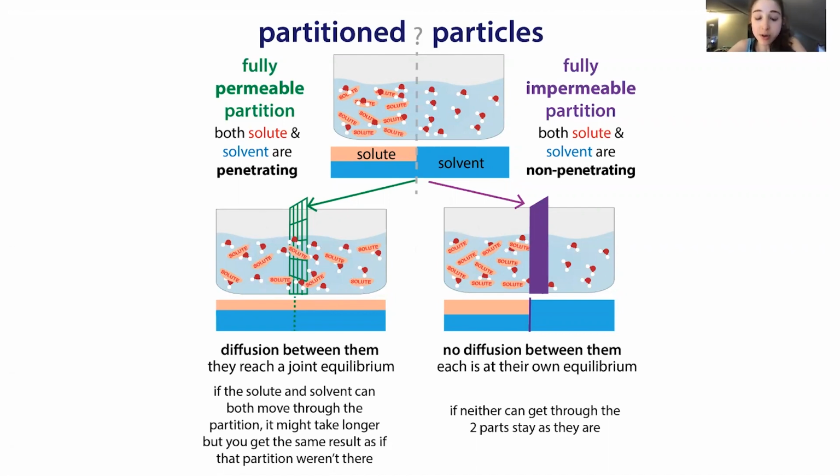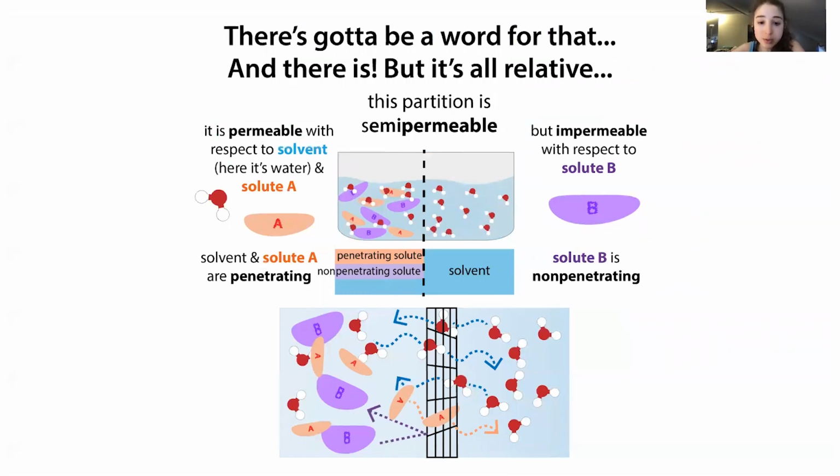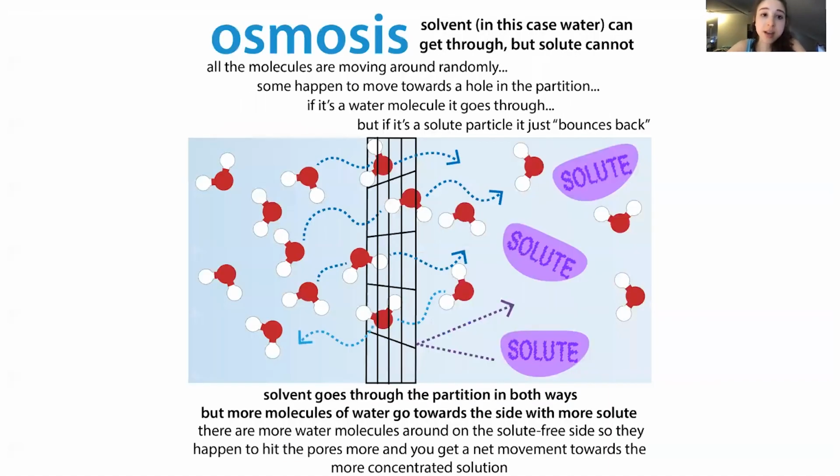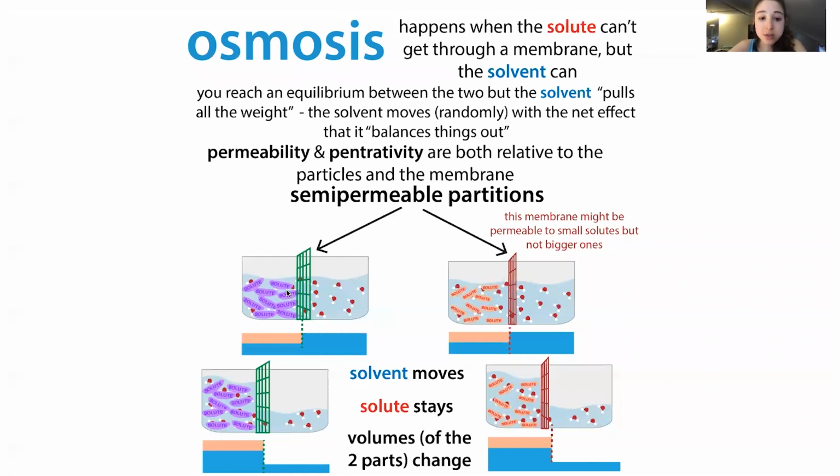But what if it's somewhere in between? If it's semi-permeable, so it's permeable to some things, but not others. The things that it's permeable to, we say those things are penetrating, and the things that it's impermeable to, we say they're non-penetrating. In the case of osmosis, osmosis is when we're talking about diffusion of our solvent, so commonly water. And in the strictest definition of osmosis, we're considering that all solute is impermeable. So we consider that no solute can go through and that the water can.